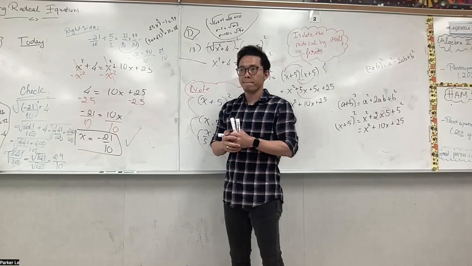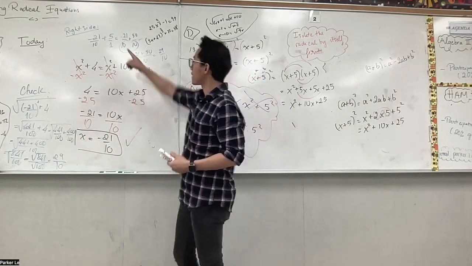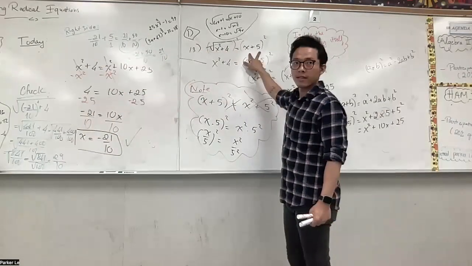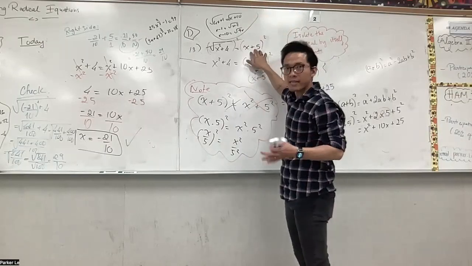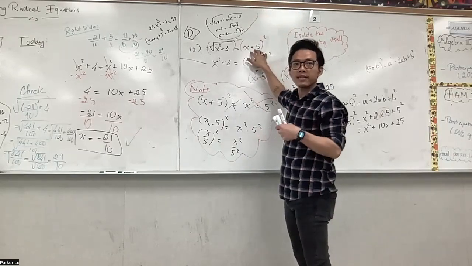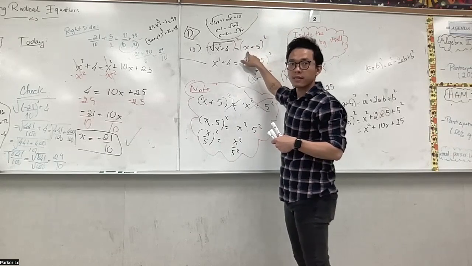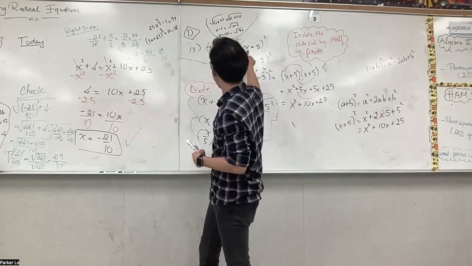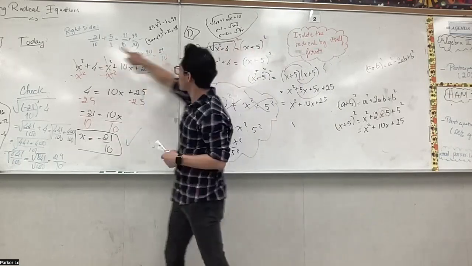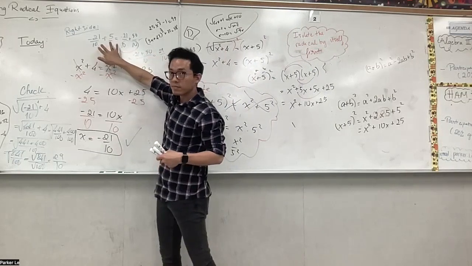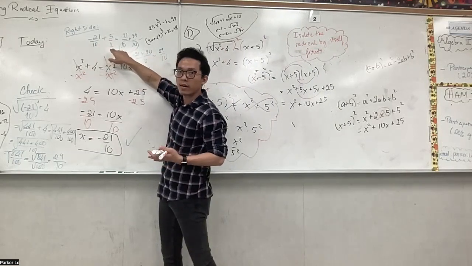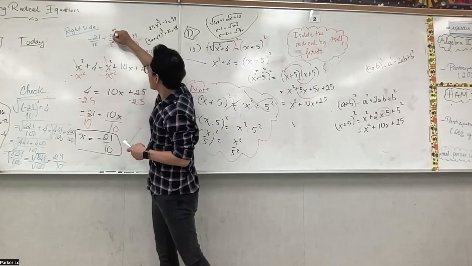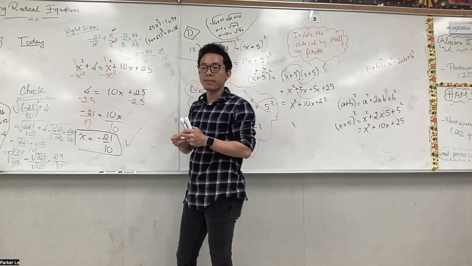Which one? Like this one or this one? That's the one I plugged in on the right side to check. In the other example, the right side is a number, so it's easy. But in this example, the right side you also have x. So you need to plug it in. I plug -21 over 10 into the x, and then plus 5. 5 doesn't have anything, that means it's over 1. So I multiply by 10 to make the same denominator.